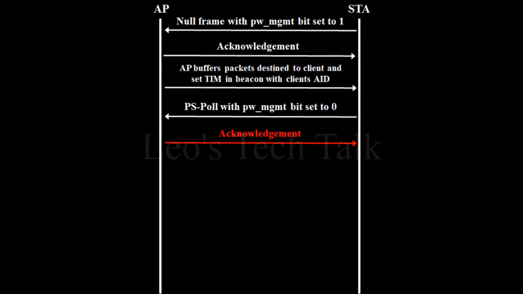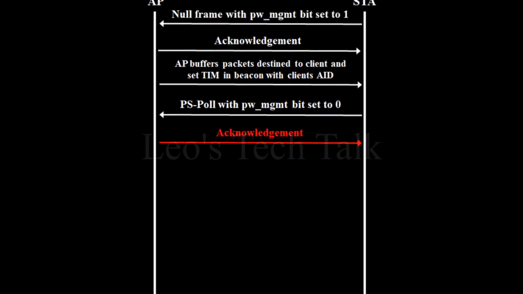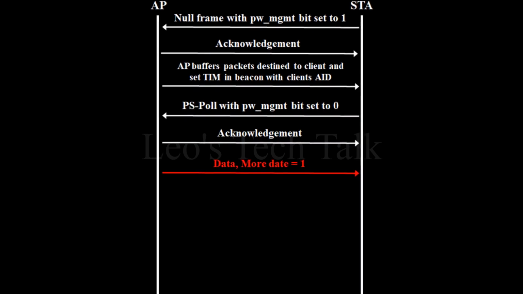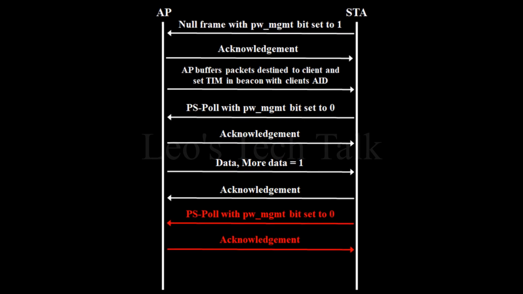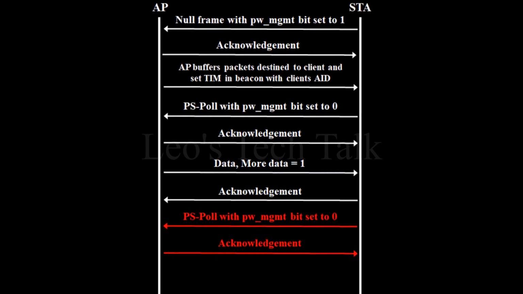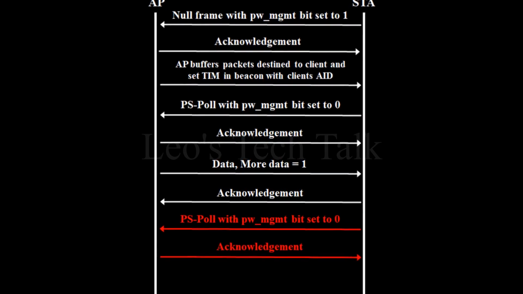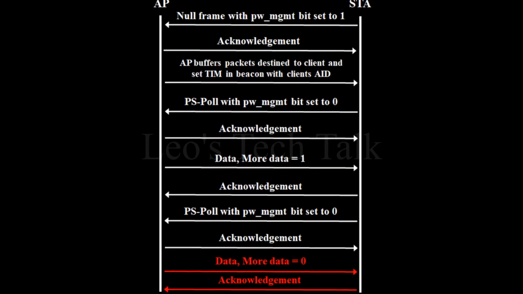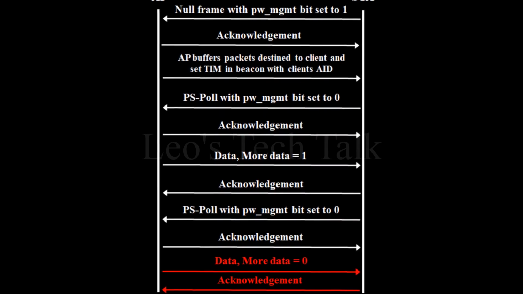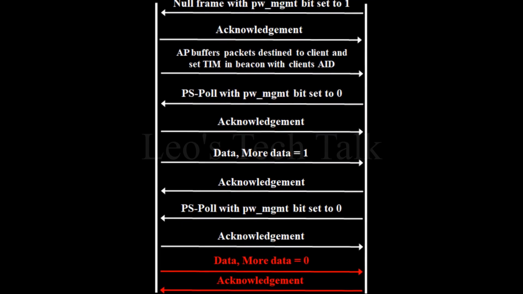The AP sends an acknowledgement for the PS-Poll frame from the client. The AP sends the first data frame to the client. The client sends an acknowledgement for the data frame. Since the more data field is set to 1 in the received data frame, the client sends another PS-Poll, and this continues until the more data field is set to 0 in the last received data frame, and the client goes to sleep after sending the acknowledgement frame for the data frame.